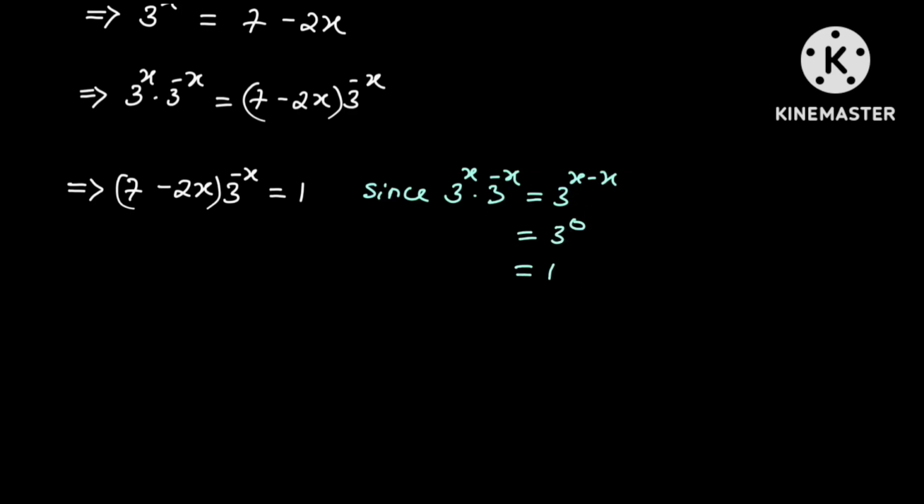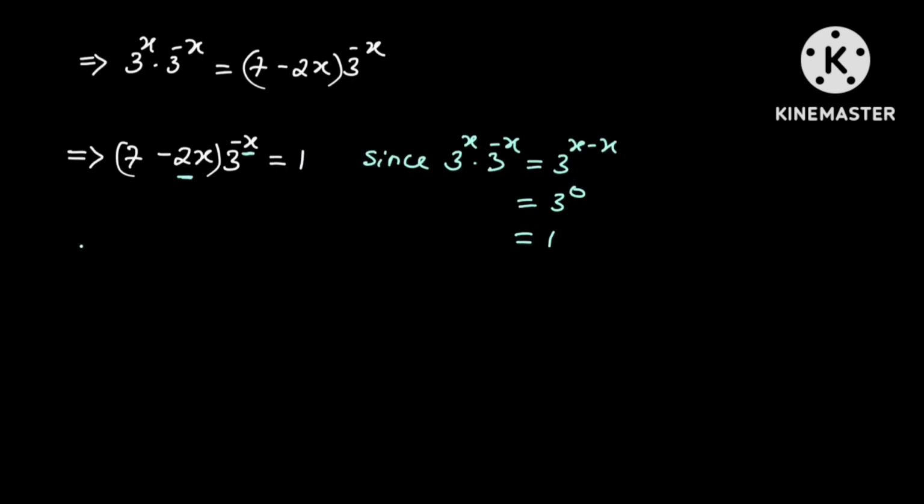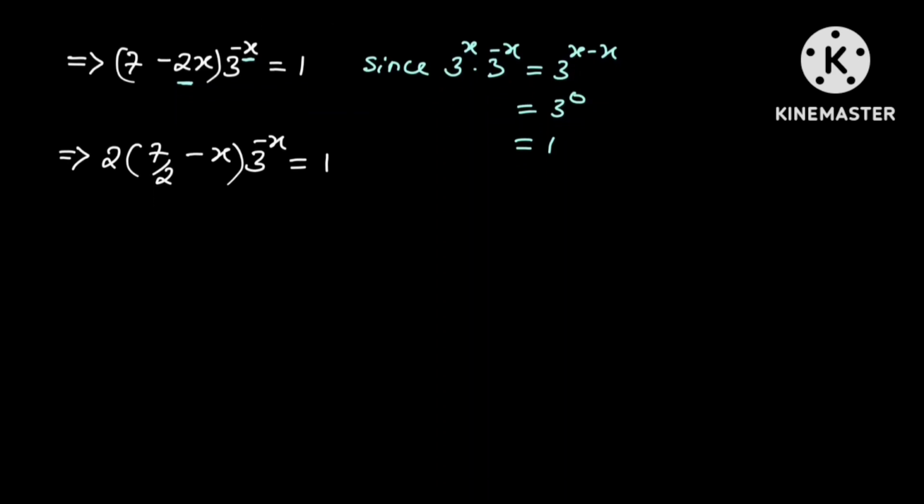Here we can see that the power of 3 is negative x, but the coefficient of x here is negative 2. And if we factor out this 2, we are going to obtain 2 multiplied by 7 on 2 minus x multiplied by 3 raised to the power negative x, which is equal to 1. And dividing both sides by 2, we have 7 on 2 minus x multiplied by 3 raised to the power negative x, and this is equal to a half.